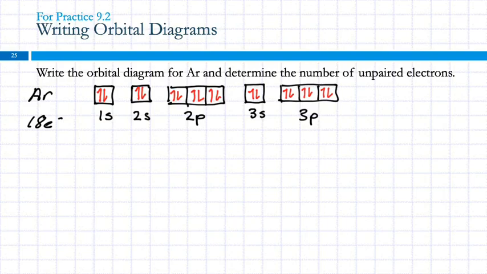That's a characteristic of noble gases. They just so fill things up, and they're just really nice, and that's why they're so standoffish. They're very satisfied with themselves. So there's the orbital diagram. It says determine the number of unpaired electrons. Do you see any that are unpaired? Anybody have its own bed? No. So there's our orbital diagram, and there are 0 unpaired electrons.